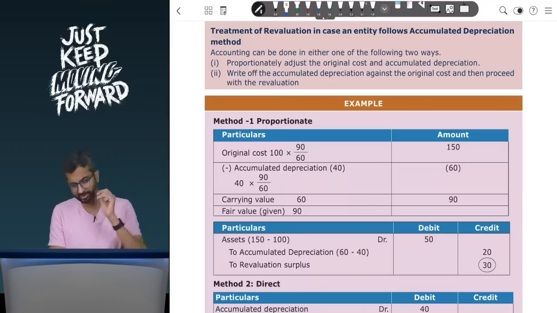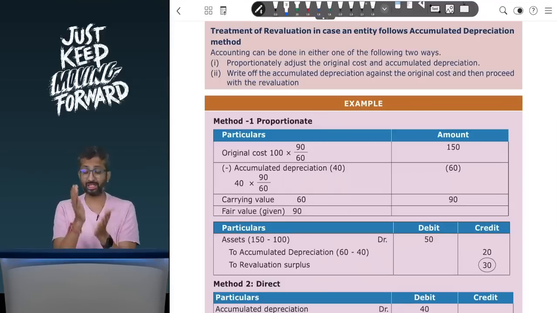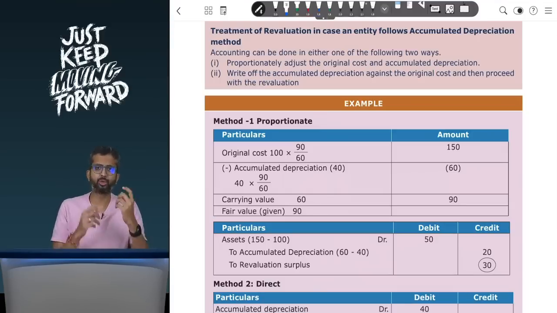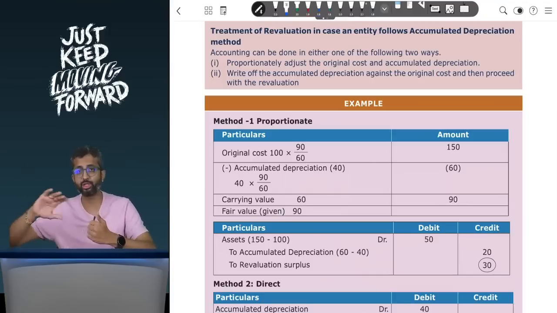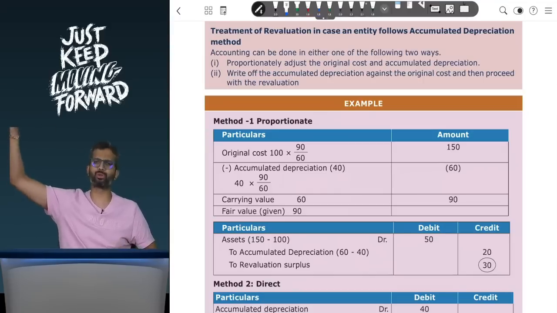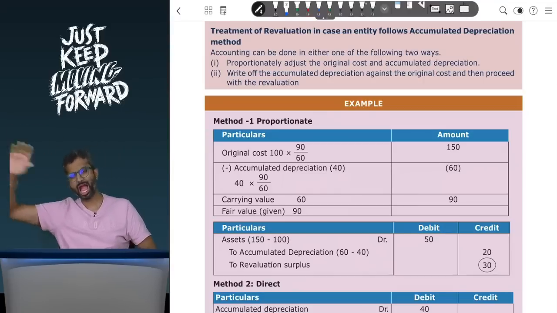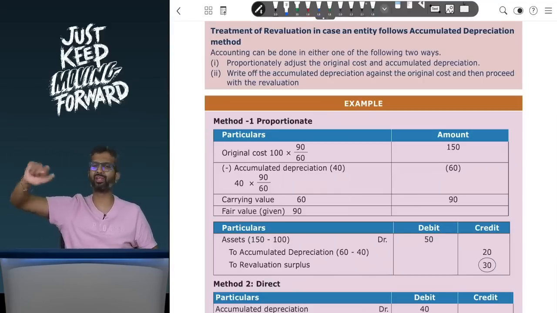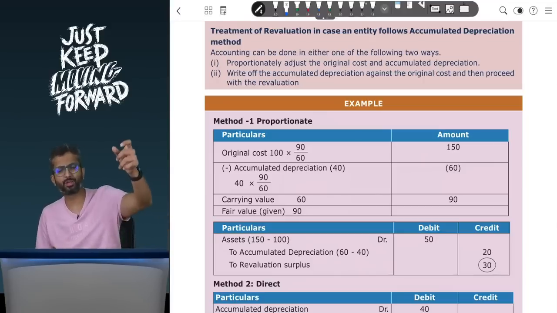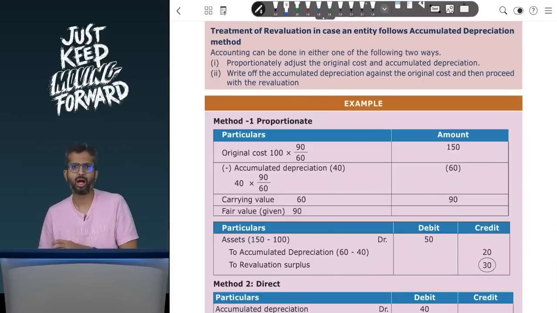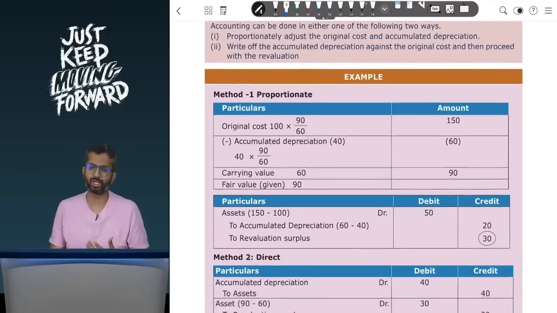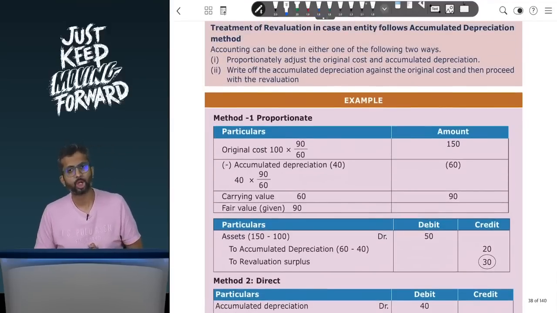Well, there are two methods. You can either proportionately adjust the value of the asset, that is, you can say that if 40 becomes 60, then 100 becomes how much, 60 becomes how much, and you can find proportionately your asset at original cost being 150 and accumulated depreciation going up to, let us say, 90. So asset account debit 50 rupees, accumulated depreciation 30 rupees, to, let us say, revaluation surplus 20.